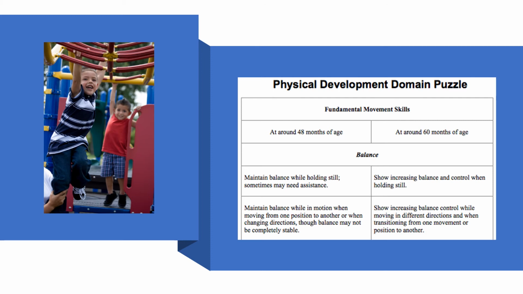And then at or around 60 months, a child shows increasing balance and control when holding still, and shows increasing balance and control while moving in different directions, and when transitioning from one movement or position to another.